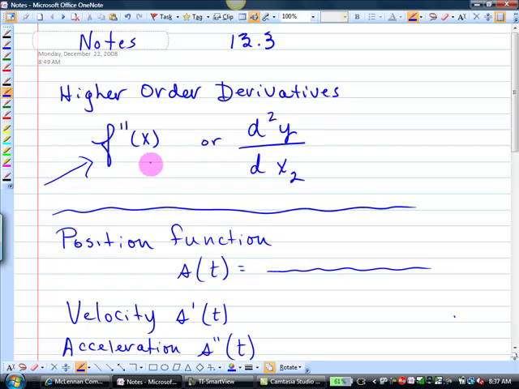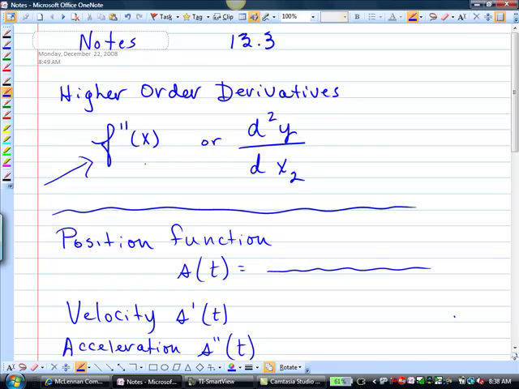F double prime of x. And you could have F triple prime, the fourth, whatever. And if it gets tedious writing little marks, you can have F and then a 4 up there, which you'll see a little bit later. So just know that we're going to practice that.